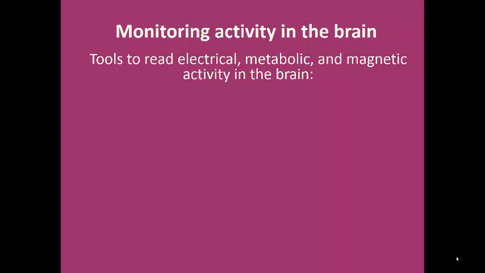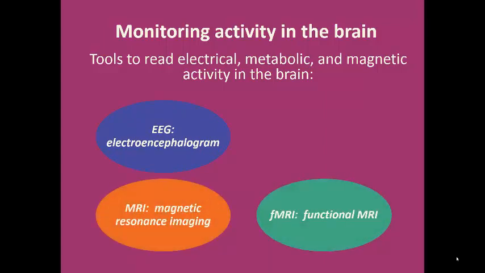Another way to learn about brain functioning is by monitoring activity in the brain. And we have tools that are able to read the electrical, metabolic, and magnetic activity in the brain. We have the EEG, which is the electroencephalogram, which are the kind of electrodes you put on your head, and they read the brain's electrical activity. The MRI is magnetic resonance imaging, and that's the big machine that you stick your head into and it can produce 3D images of the brain and other organs.